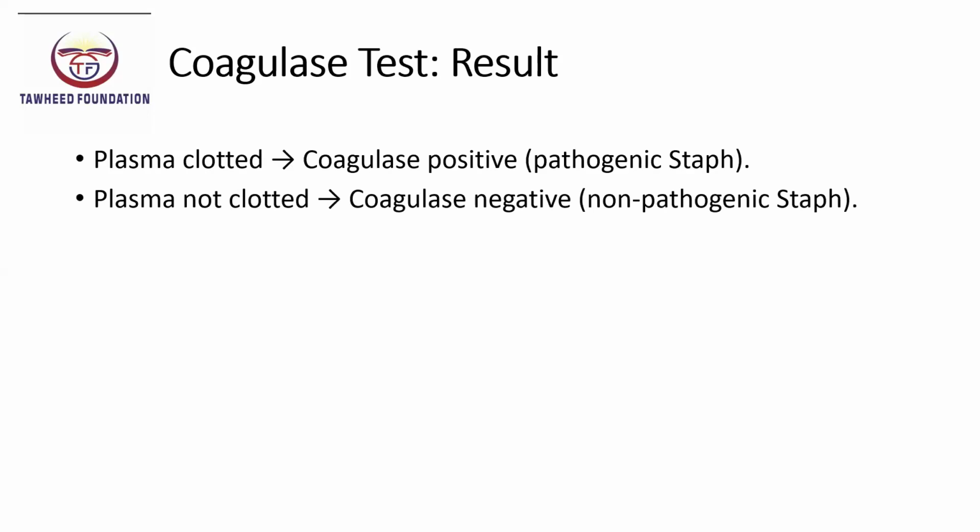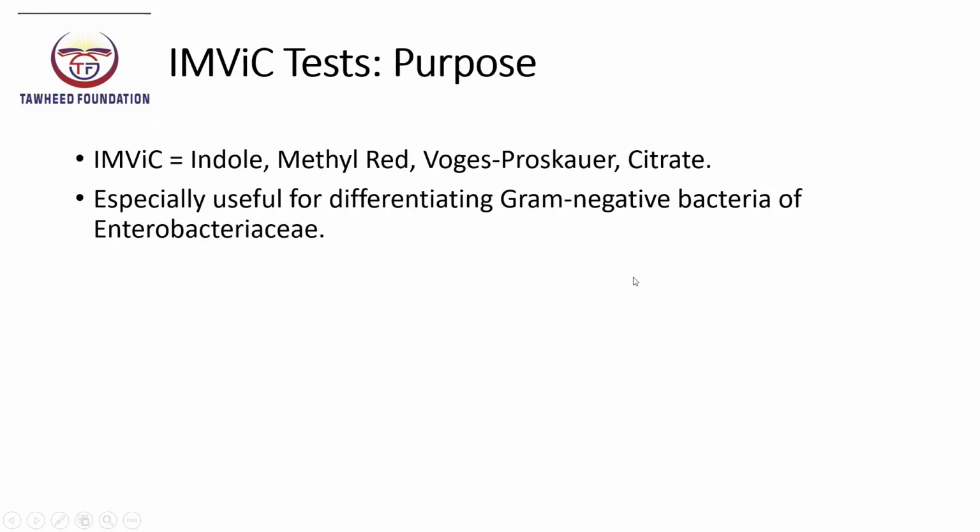So, precautions: the slide test is rapid but less sensitive. A negative slide test should be confirmed by the tube test. Handle plasma and bacterial cultures carefully to avoid contamination. If the plasma is clotted, it indicates coagulase-positive, pathogenic staphylococcus. If the plasma is not clotted, it indicates coagulase-negative, non-pathogenic staphylococcus.